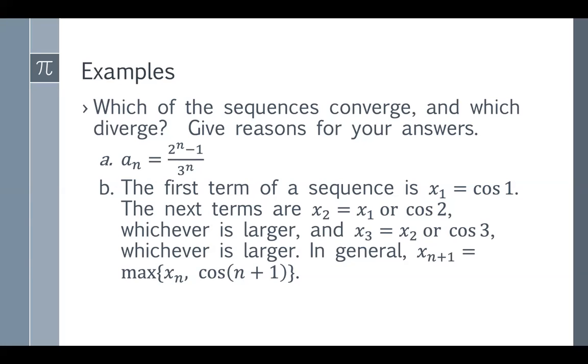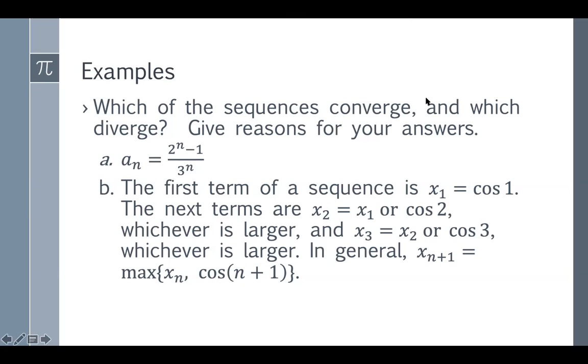But letter B, this is a really interesting sequence. The first term is x sub 1 equals the cosine of 1. The next term is x sub 2, which is either x sub 1 or cosine 2, whichever is larger. And then x sub 3 is equal to x sub 2 or cosine 3, whichever is larger, et cetera, et cetera. In general, x sub n plus 1 is equal to the maximum of x sub n or the cosine of n plus 1. So let me switch over to the tablet.